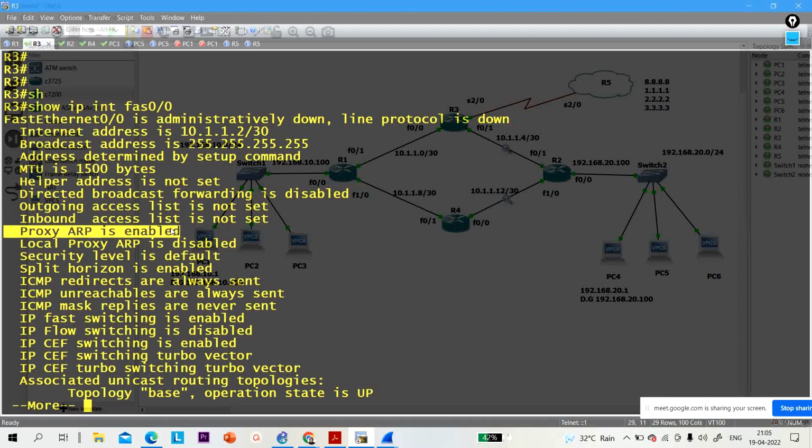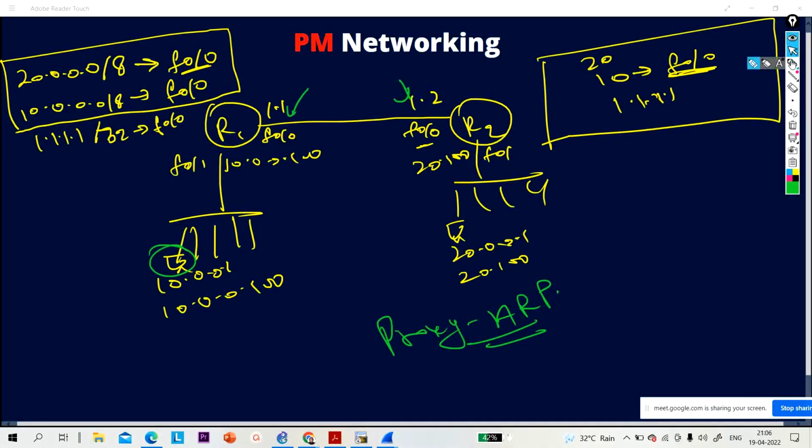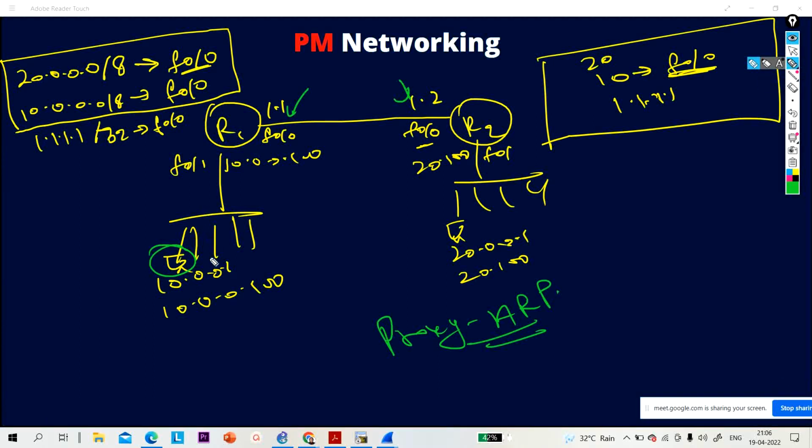If I configure a static route, this is a very easy question: why is a LAN user not able to communicate if everything is working fine? Sir, there is a chance that proxy ARP is disabled on the interface. We can check. What will you check if proxy ARP is enabled? If this LAN user is not able to communicate with this user and proxy ARP is enabled, everything is working fine, first of all we will try to ping the gateway IP, 0.100, to see if it is reachable or not. If it is reachable, then we will try to ping the 1.2 IP of router 2.